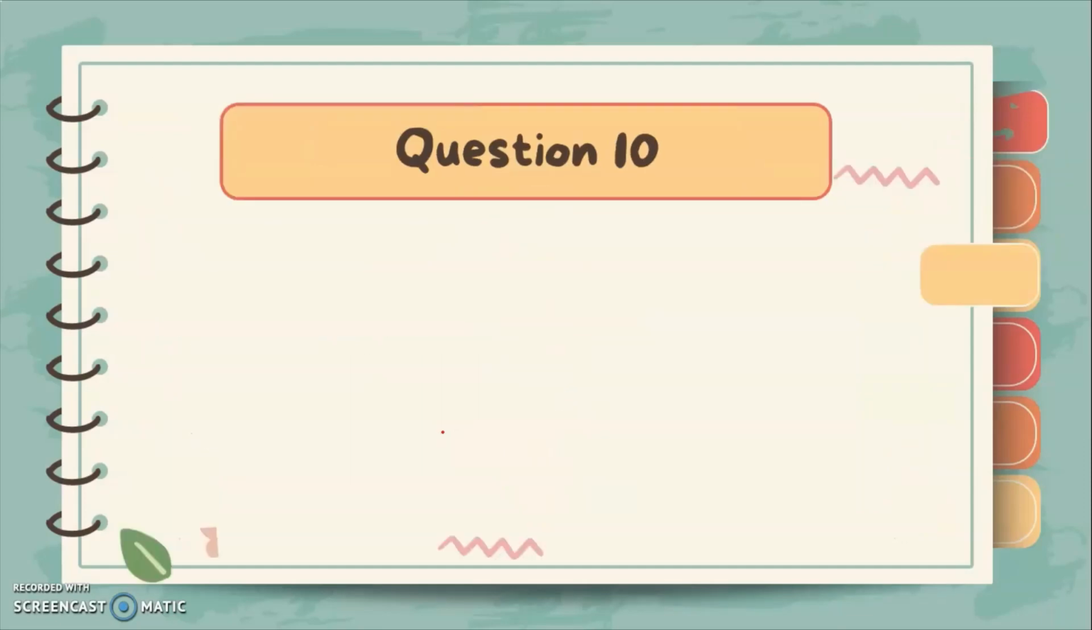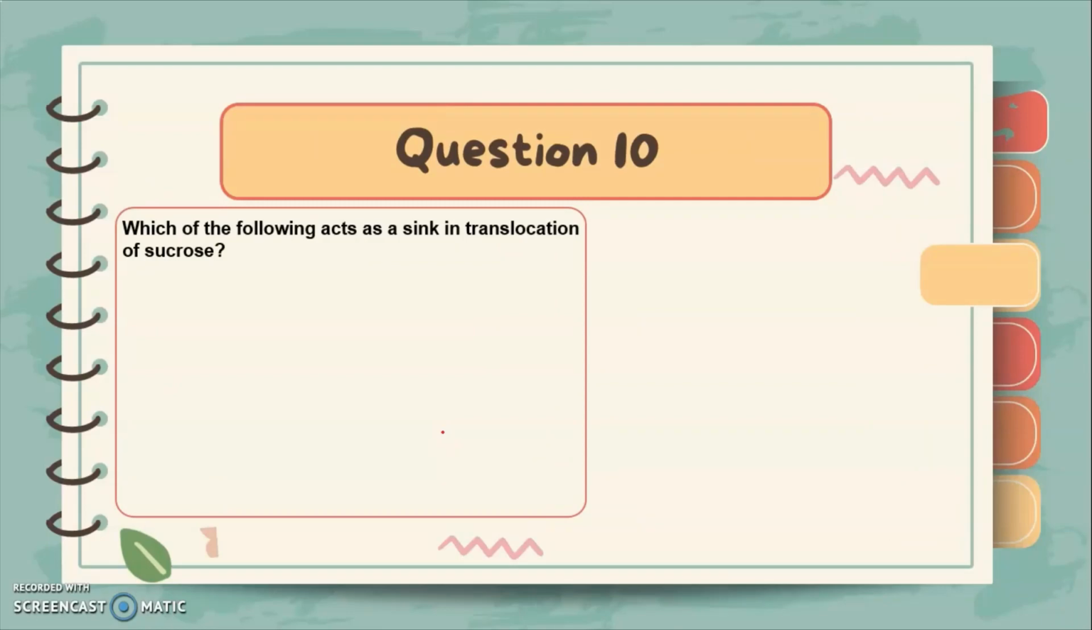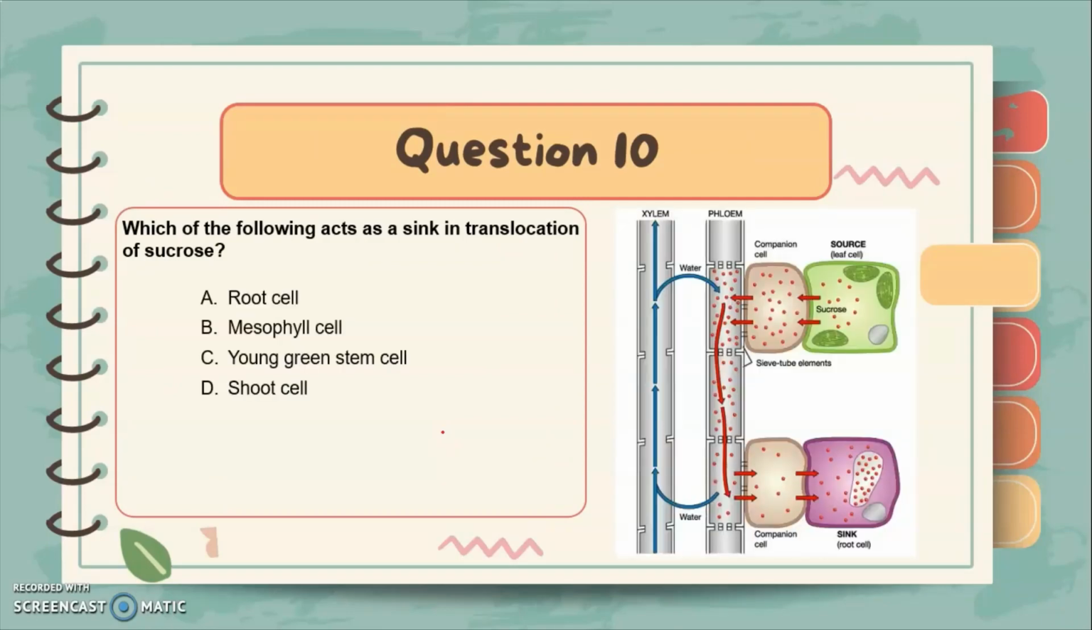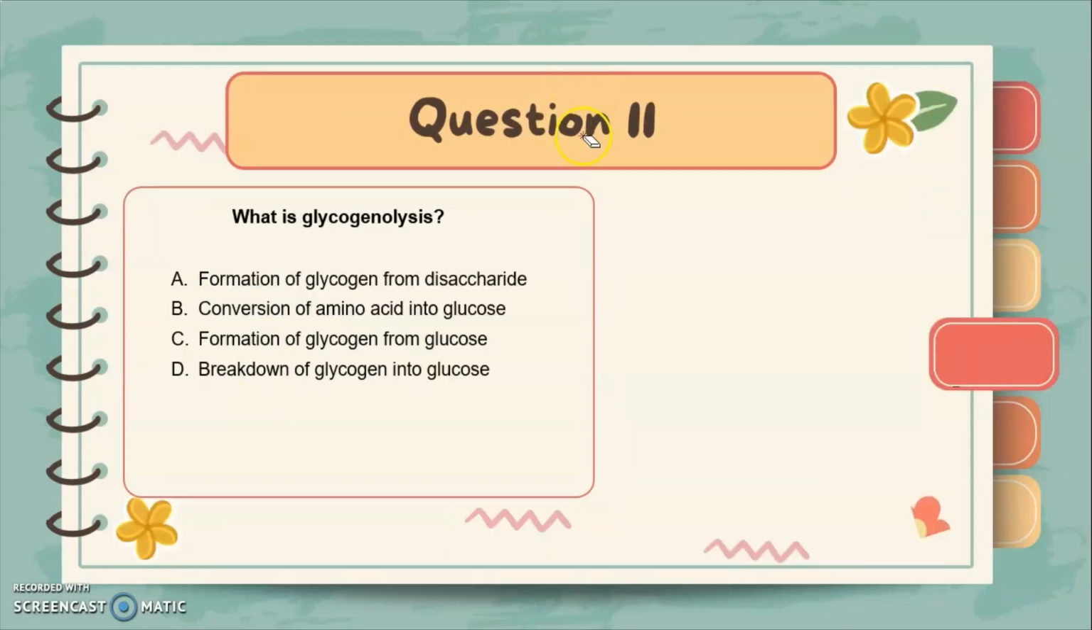Right? Okay, question 10. Which of the following act as a sink in translocation of sucrose? Okay, so daripada gambar ni kita fokus terus directly kepada sink. Okay, so most example dia akan bagi root cell lah. Okay, root cell. So di sini kita tahu jawapan kita adalah root cell. So dia direct question lah.